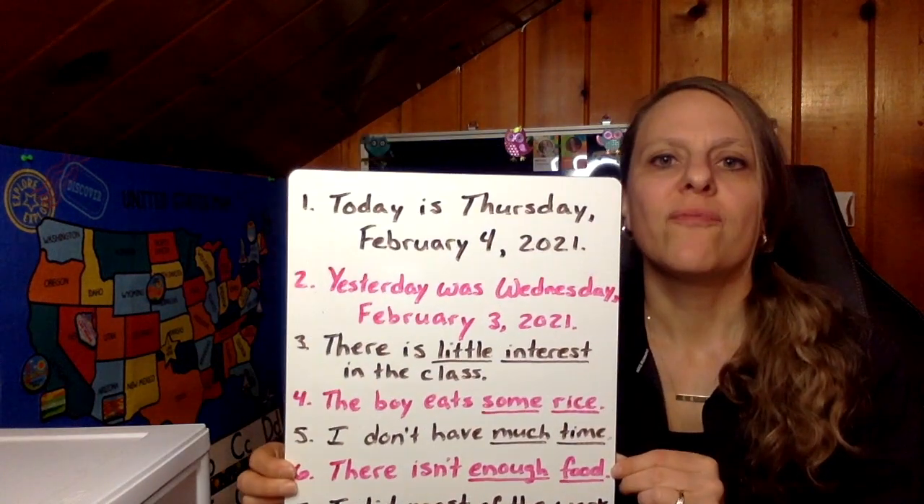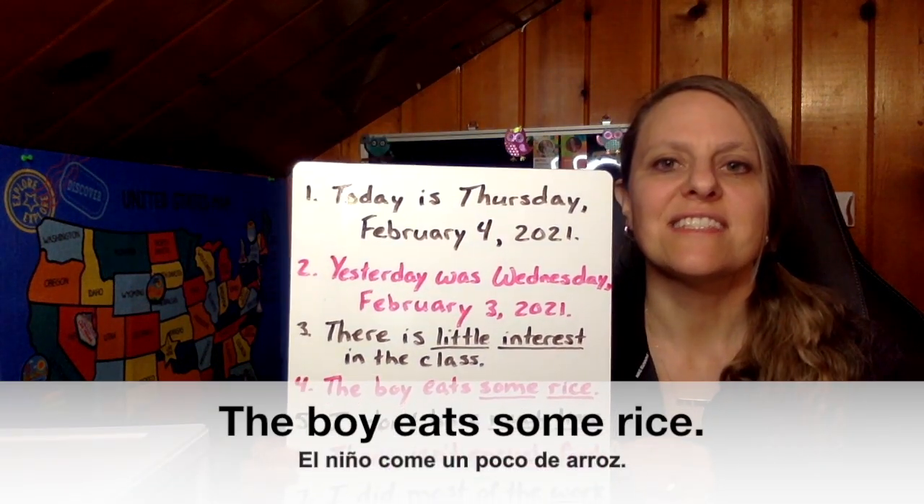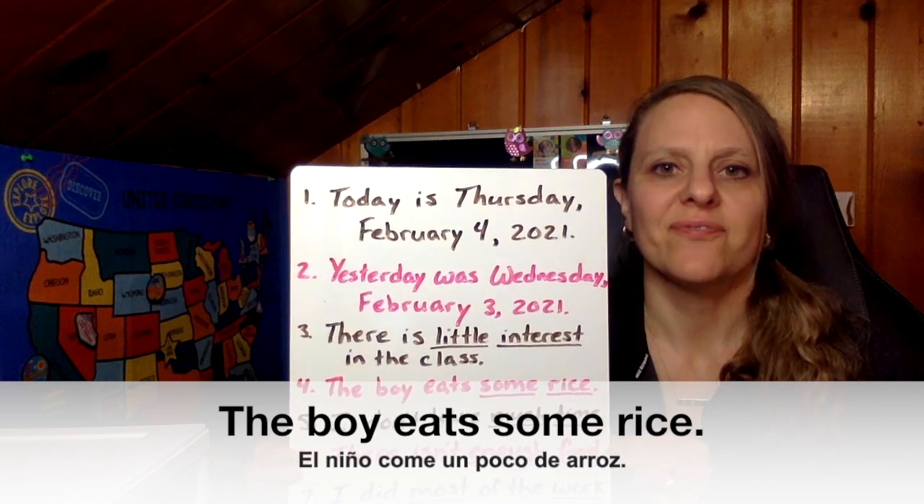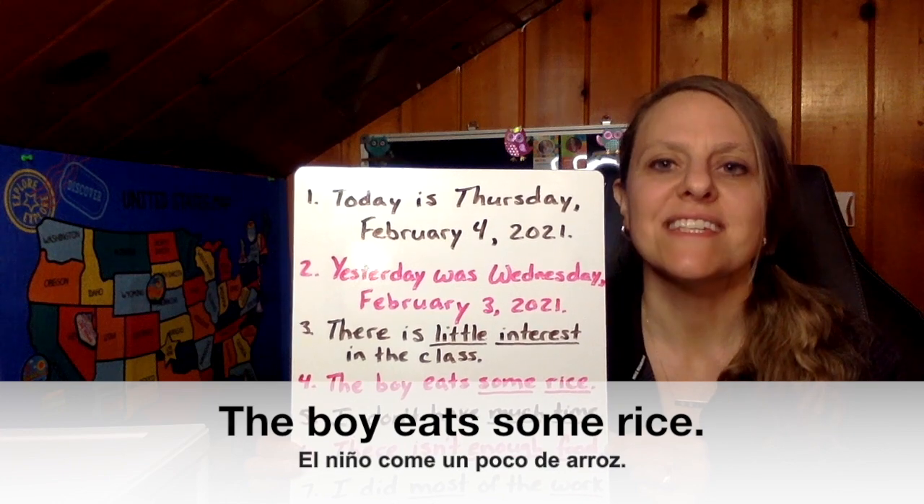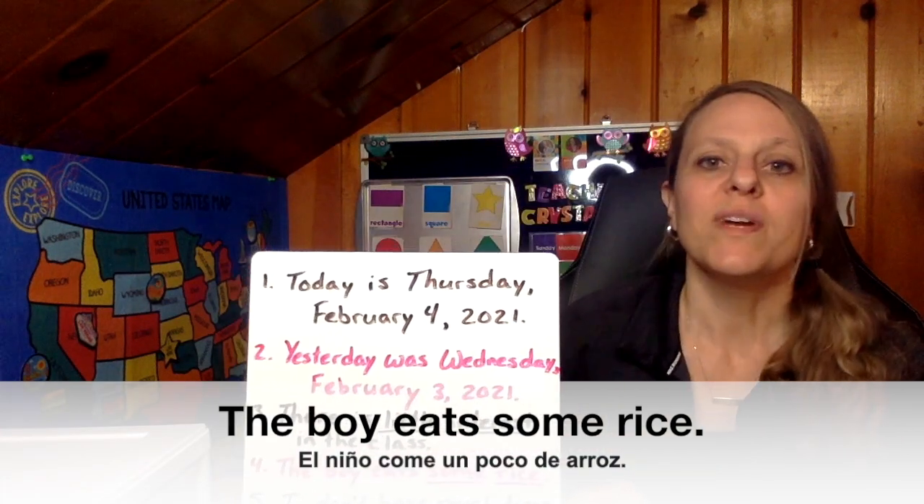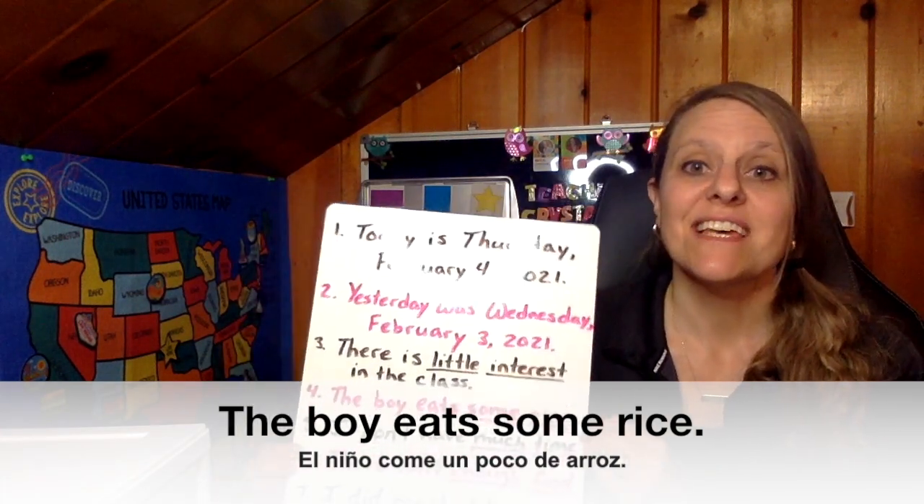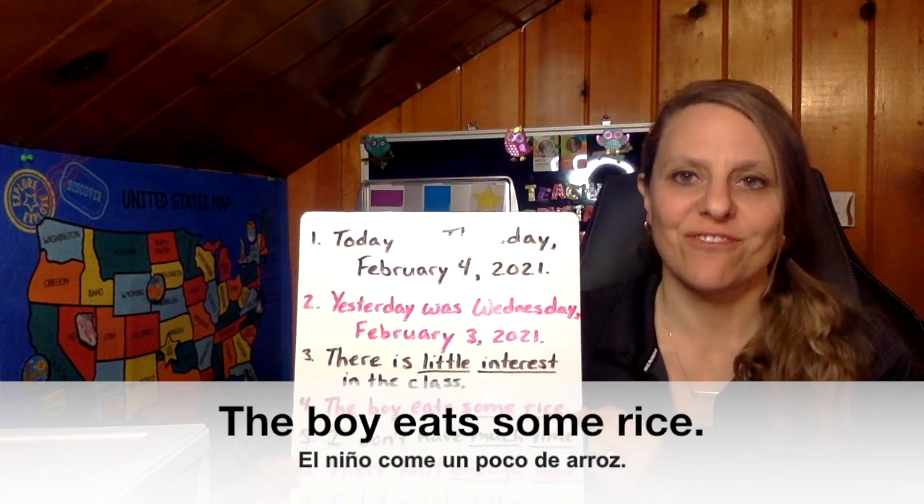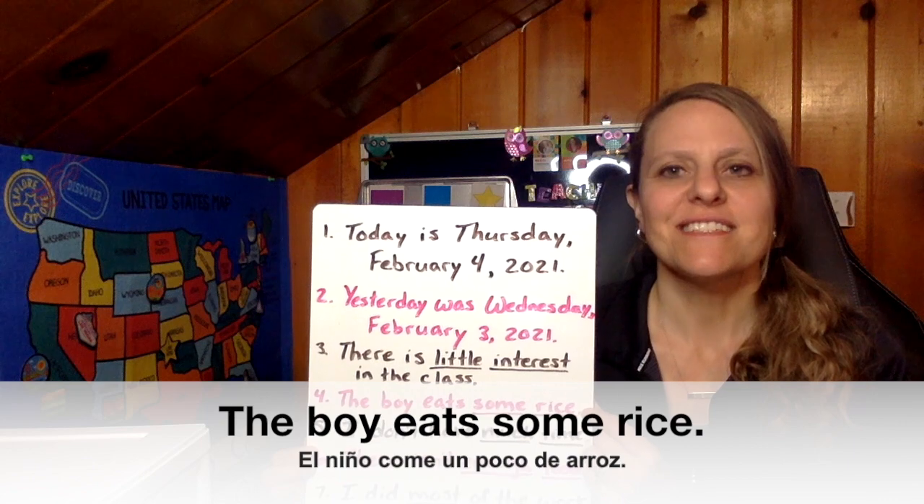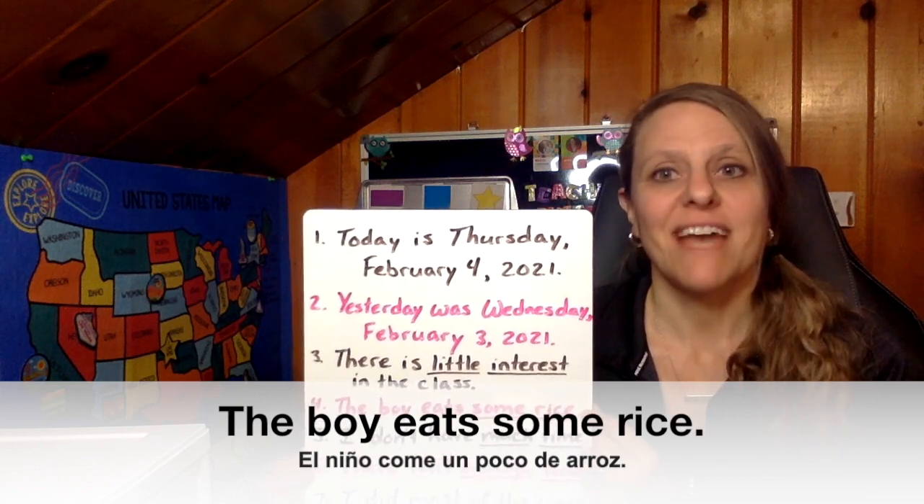Number four, the boy eats some rice. Some is the adjective of quantity. Rice is the noun. We do not count rice, but you can count the grains of rice. When rice is by itself, it cannot be counted.